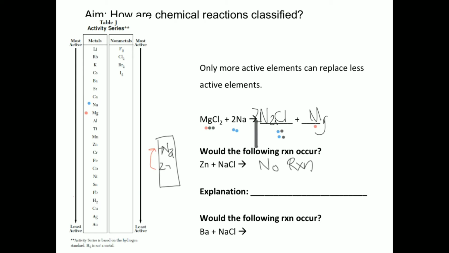Finally, let's look at the reaction between barium and sodium chloride. Looking on table J, you'll notice the lone element, barium, is more active than the bound element, sodium. So barium can replace sodium in a compound. So sodium will be by itself, and barium will bond with sodium's partner, chlorine. Now barium has a +2 charge, and chlorine has a -1 charge, so 2 chlorines are required. The last step is to balance this equation.